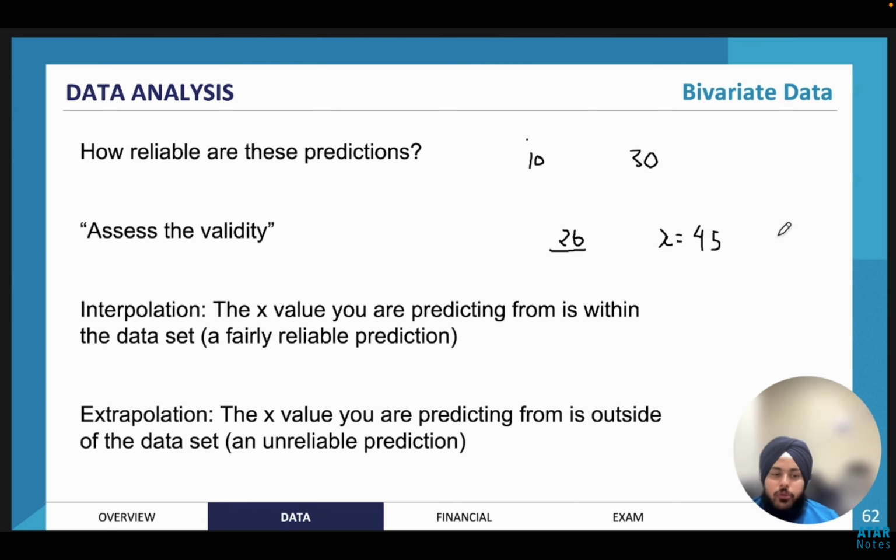But when it comes to whether the prediction we made is reliable or not, it's actually going to be very unreliable, because we don't know if the pattern is going to continue after the 30-year mark. So we know from 10 to 30, the pattern is like this. But soon enough, it might go like this. So we can't predict. Therefore, when we're predicting outside the data range, we call that extrapolation.